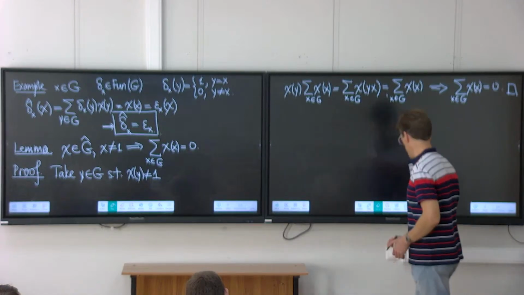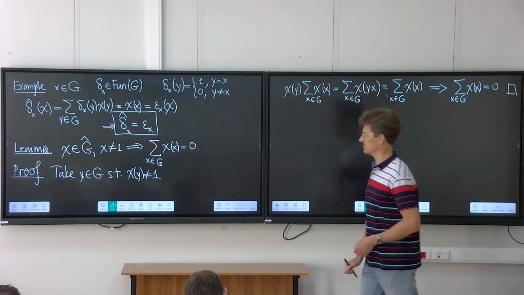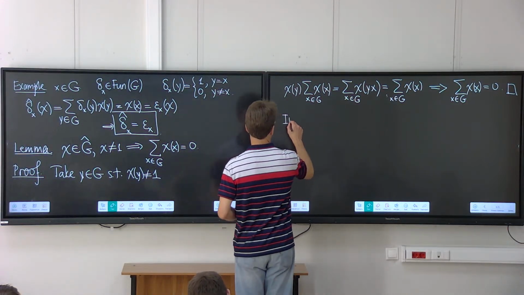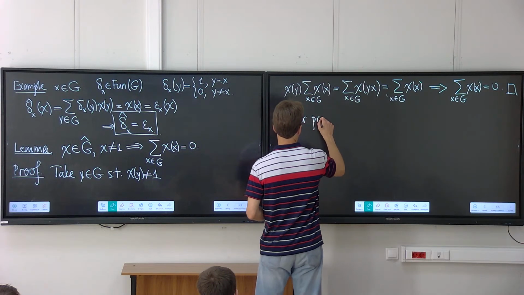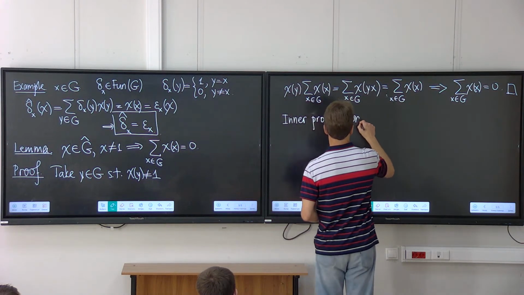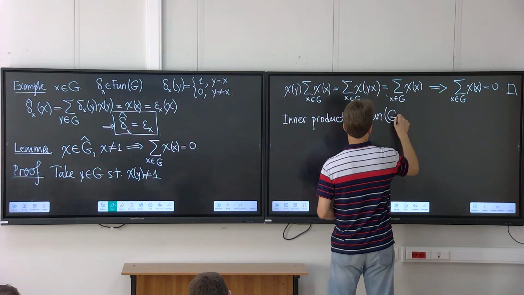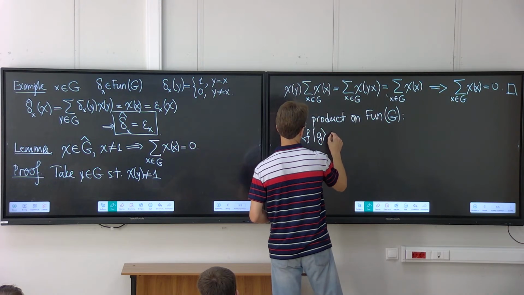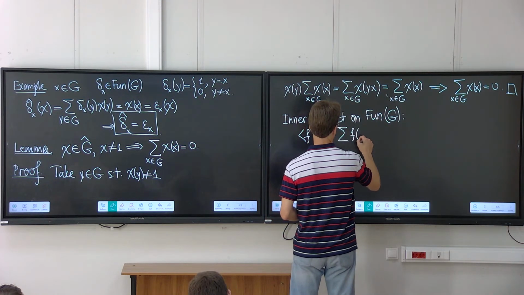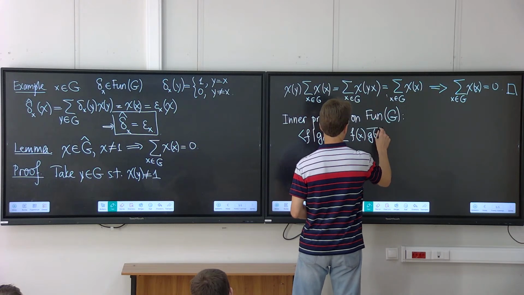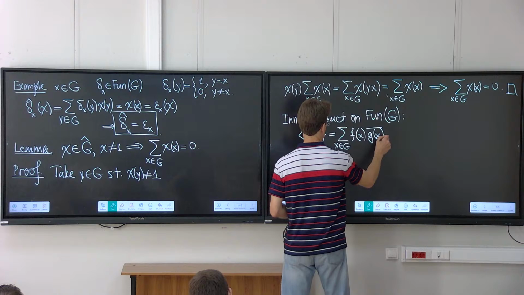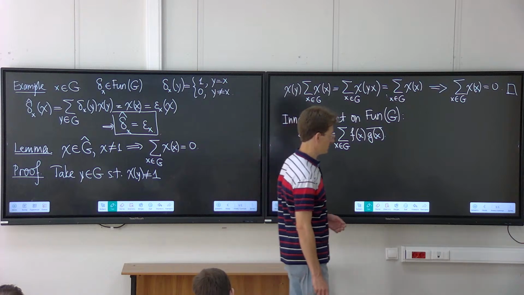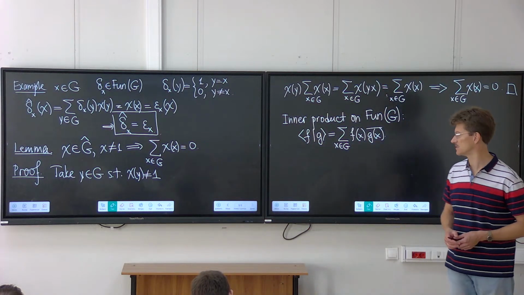Okay, let's now look at the space of all functions on G, and let's introduce an inner product on the space of functions on G. So we define it by the following simple formula: the inner product of two functions f and g is the following sum: f of x, g of x complex conjugate. So clearly this is an inner product, and it makes the space of functions on G into a finite dimensional Hilbert space.